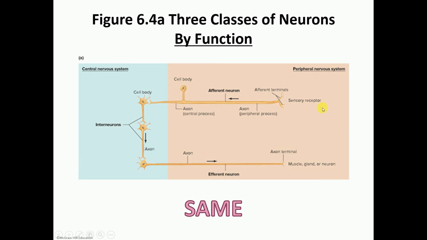Now that we've felt that pain, the interneuron will send an order to the motor, or the efferent neuron, down this multipolar nerve in order to reach a muscle, gland, or another neuron. So this axon terminal will synapse with either a muscle, a gland, or a neuron. So again, by function, we have a sensory afferent, a motor efferent, and the interneurons that connect these nerves together. And to remember which one is sensory and which one is motor, there is this nice mnemonic: sensory afferent, motor efferent.